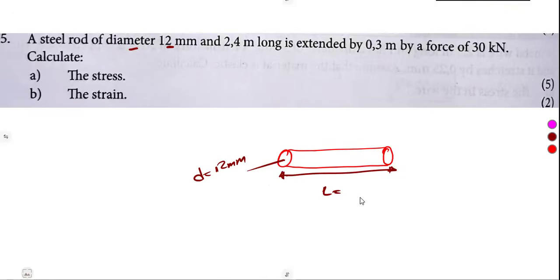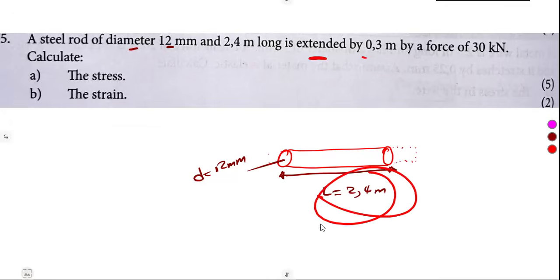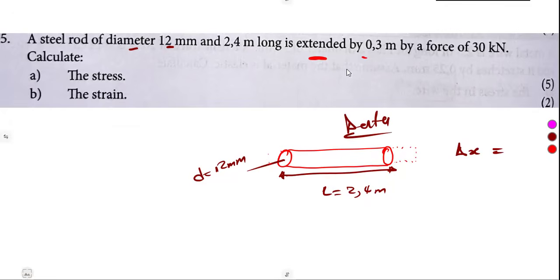That is the one that we are given as 2.4 meters. It is extended by 0.3 meters. There is an extension which occurred. Do not know which side, but there is an extension that occurred. And they gave us that extension. The extension is simply the change in length. So we are given also the change in length. This is the data that we have. So the change in length is 0.3 meters.